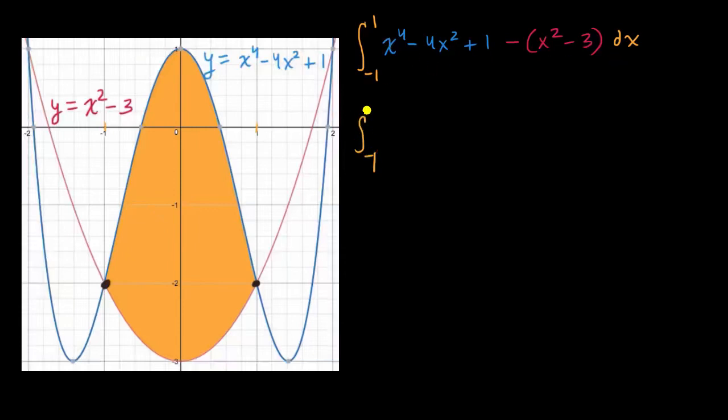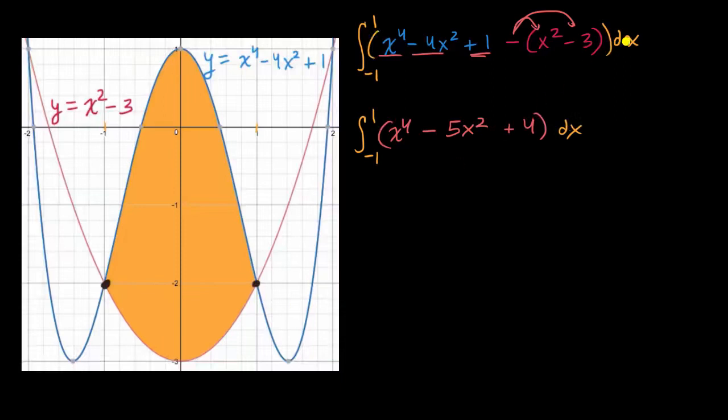All right. So we have the integral from -1 to 1 of x to the 4th, and now we have minus 4x squared. And then when you distribute this negative sign, you're going to subtract another x squared. So you're going to have minus 5x squared. And then you have plus 1, and then you're going to subtract a -3. So it's going to be 1 plus 3, so it's going to be plus 4 dx. And just to be clear, I should put parentheses right over there, because it's really the dx being multiplied by this entire expression.